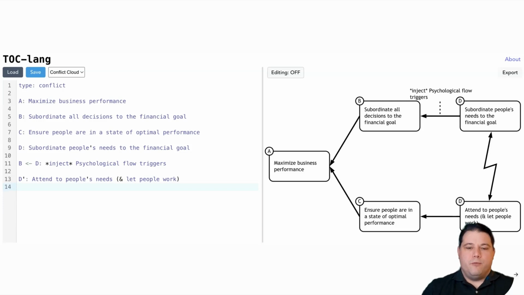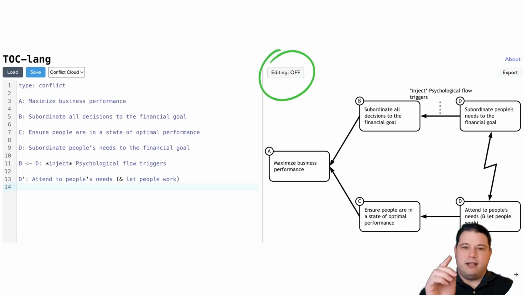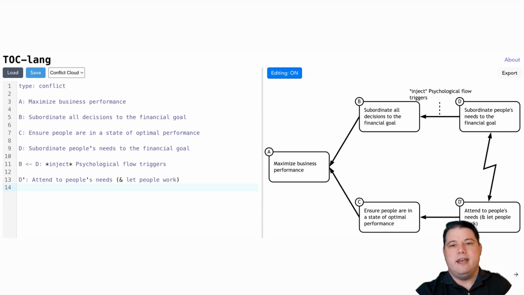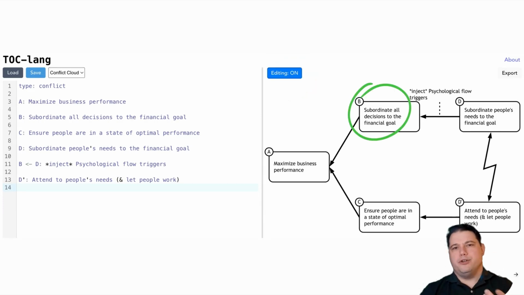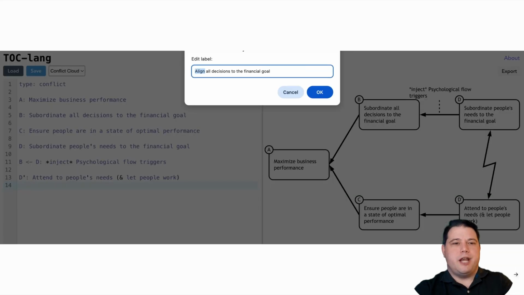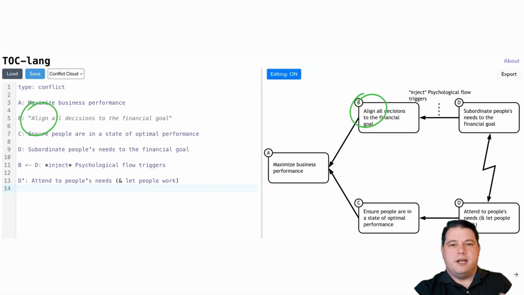So what I wanted to do was to add this little edit button, be able to trigger edit mode, and then I could click on the one that I wanted to change. And let's say instead of the word subordinate, I want to use the word align. So we could just change the wording there and apply it. And you notice the key part here is it changes in both places, both in the diagram and in the source code. That is the experience that we want.